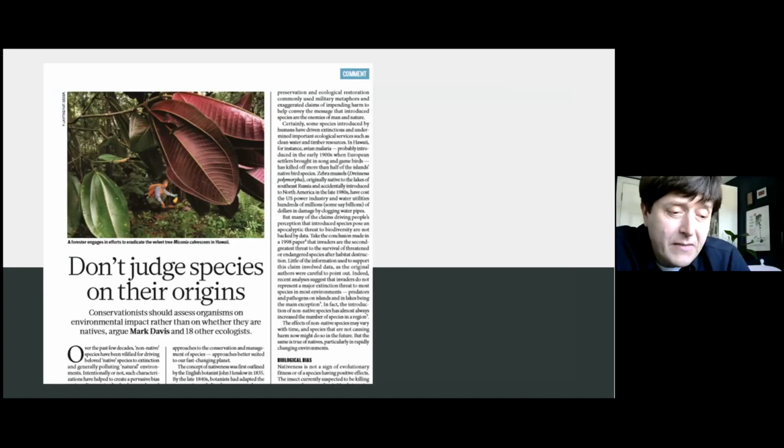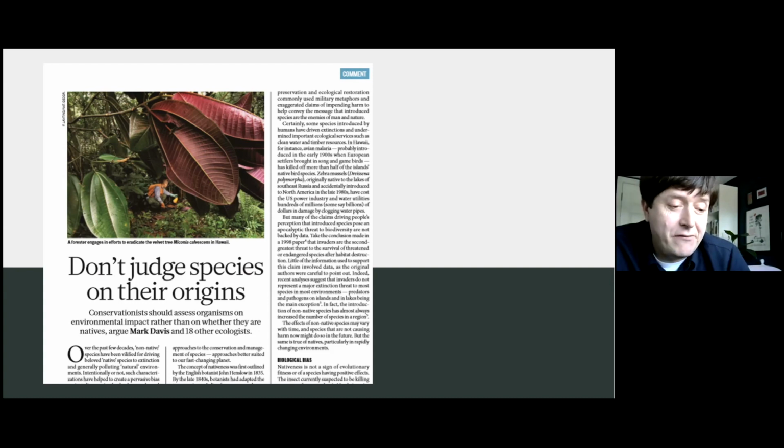And in 2011, the ecologist Mark A. Davis also took the lead in formulating a programmatic challenge to the xenophobic ideas that were in invasion biology, in this article in Nature with the quite good title, Don't Judge Species on Their Origins, a play on Darwin's Origin of Species. It's a bit of a manifesto, which was co-signed by 18 other scientists and demanded the abandonment of the, quote, native versus alien species dichotomy.